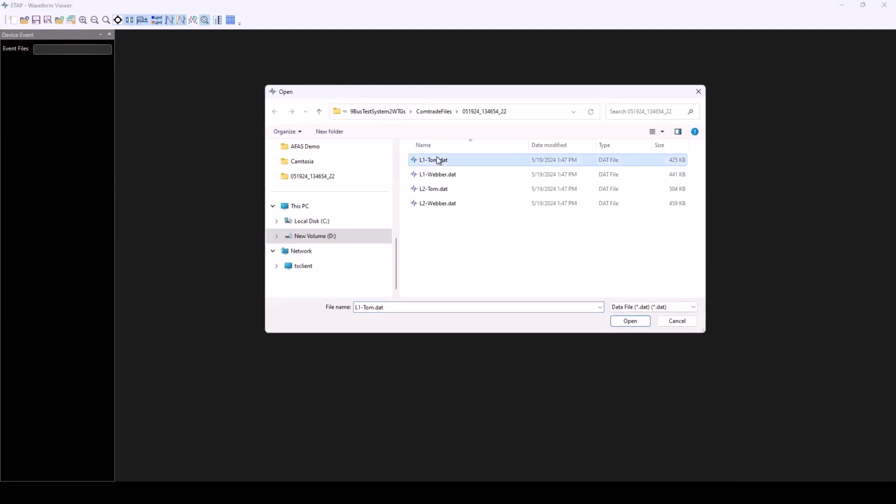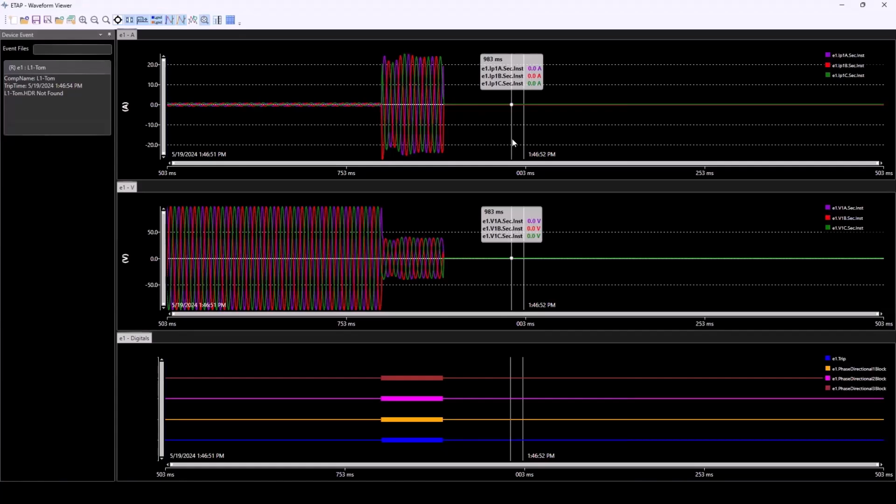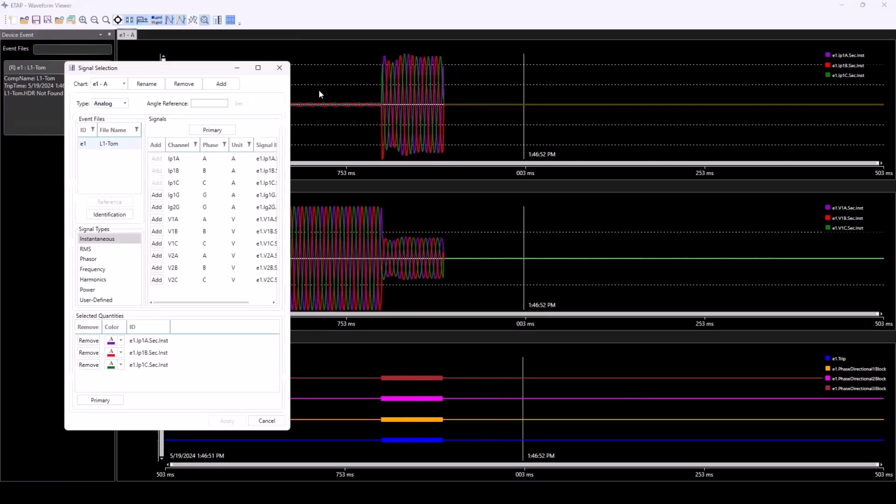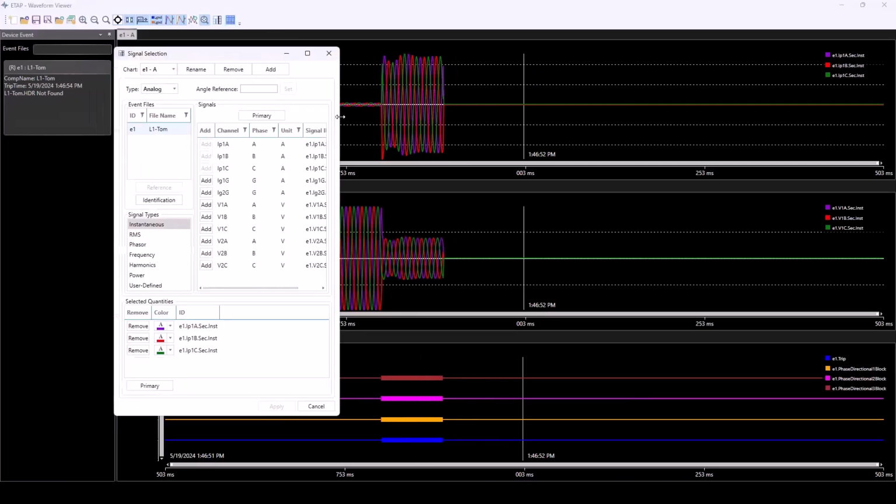Waveform Viewer is an application integrated with AFAS where it provides comprehensive visualizations of disturbance records. So let me go ahead and bring in the COMTRADE files that I just created. So this is a Thumb relay COMTRADE file. As you can see, Waveform Viewer shows the instantaneous current values and voltage values, and also it can show the digital signals, including trip signals and other digital signals. And these are the secondary values. The user has access to display the primary values as well.